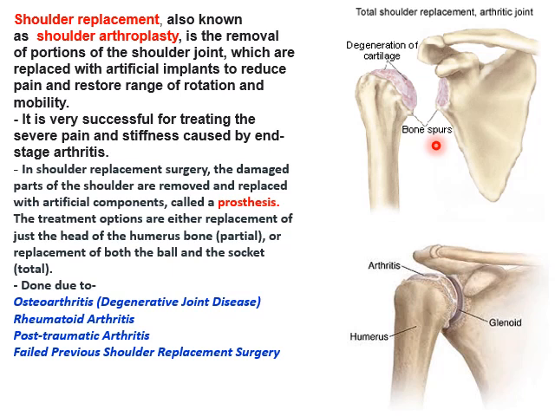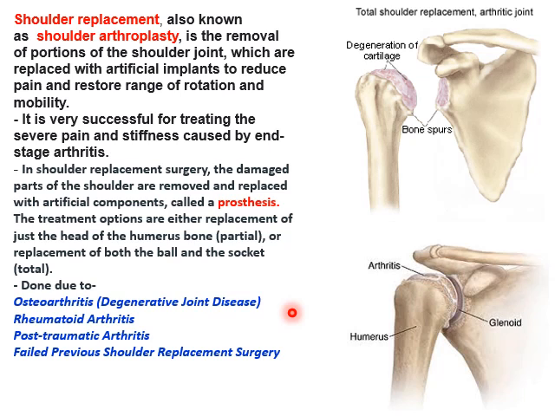This replacement can be partial, which we call hemiarthroplasty, or total, when it is called total arthroplasty. We'll see what it is. The artificial implants which replace the damaged articular surfaces, damaged due to bony spurs or mainly due to arthritis, are called prostheses.